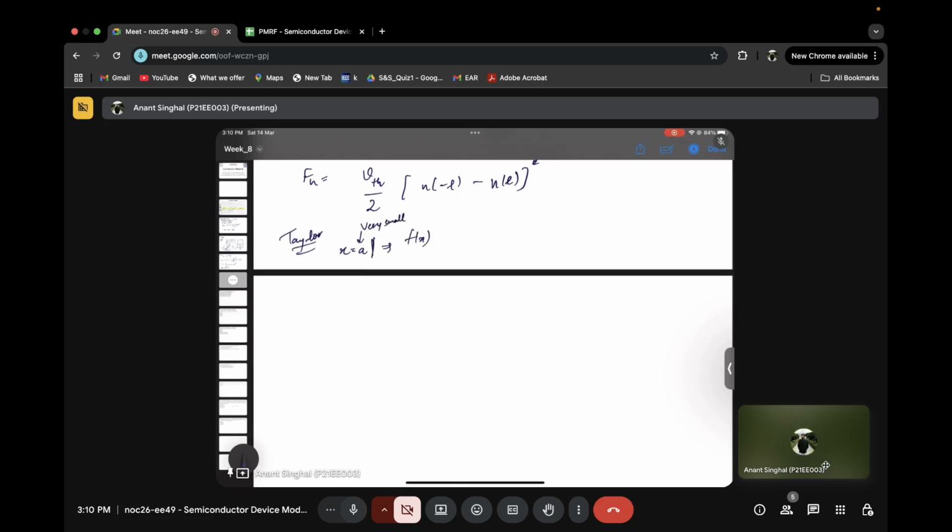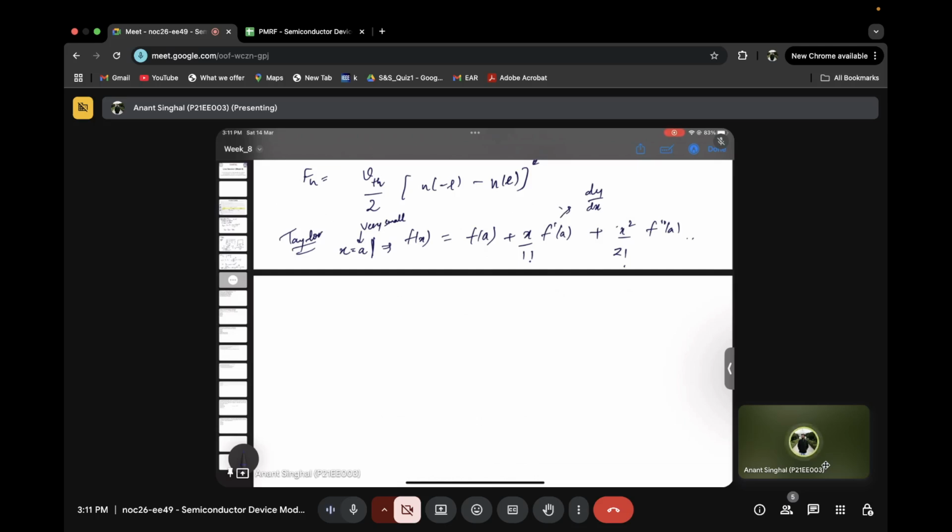Anyone have any idea? Okay, so let me write. It is basically equal to f at a plus x by 1 factorial f dash of a plus x square by 2 factorial f double dash of a, and so on. And dash is nothing but dy by dx, the differentiation basically. So this is the Taylor series approximation for the cases when we have a very, very small value.